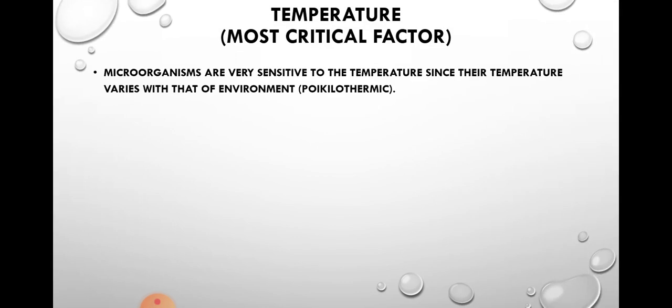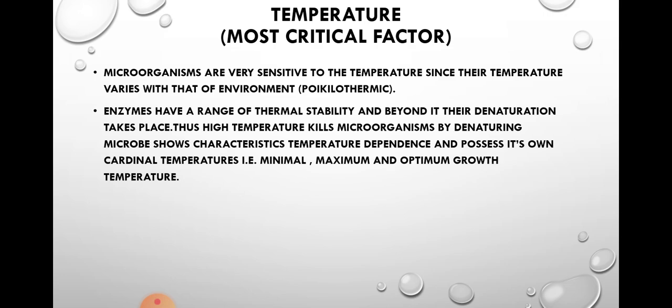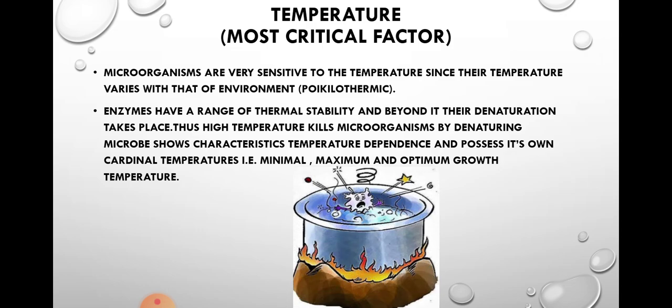Temperature. Yes, temperature is the most crucial factor that affects the growth of an organism. Enzymes have a range of thermal stability and beyond it denaturation takes place. Thus high temperature kills microorganisms by denaturing proteins. Each shows a characteristic temperature dependence and possesses its own critical temperatures.